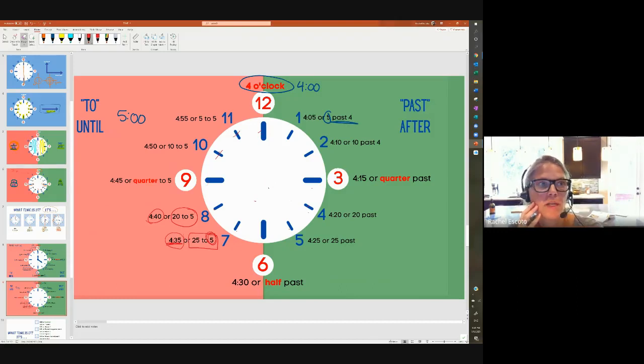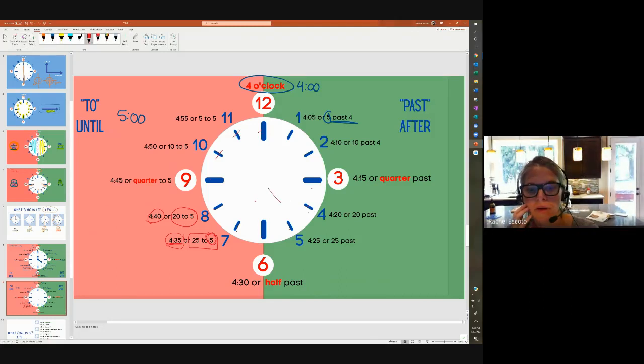Oopsies, my pen didn't go. See, we're getting closer to the 5 o'clock hour. And this one is 4:45 or quarter to 5. You could also say 15 to 5. Right? And this one is 10 to 5. It's 4:50 or 10 to 5.